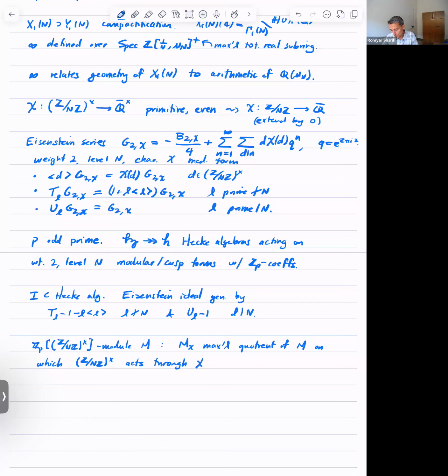If chi is of order prime to p, if phi(n), the order of (Z/nZ)^×, is prime to p, then this is just a direct summand. And this is then a module over O_chi, which is the Z_p-algebra of values of chi, which is a quotient of this ring.